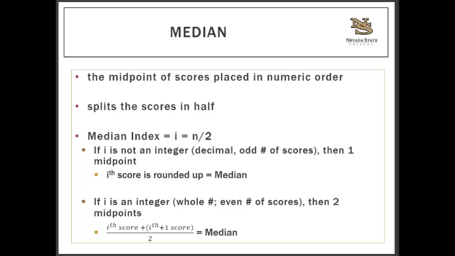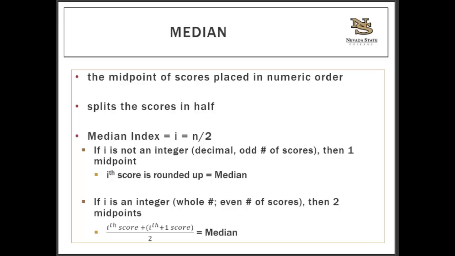Now the median also splits the scores in half. Once you find the median, you'll always know that 50% of the scores are below the median and 50% of the scores are above the median. Again, it's the midpoint. Now there's a nifty way to find the location of the median using something called the median index. I believe this is not in your textbook.